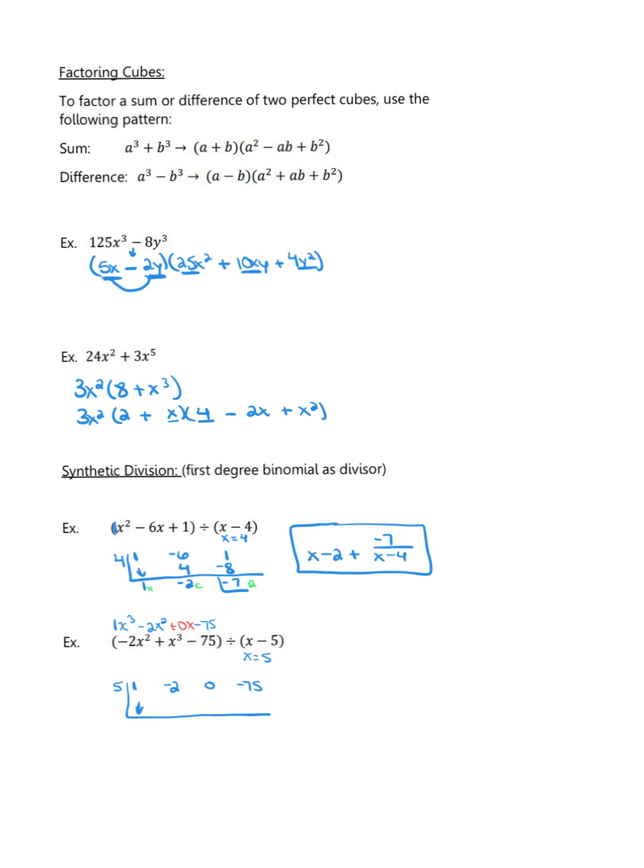So we'll bring down the first term, multiply, 5 times 1 is 5, add, negative 2 plus 5 is 3, multiply, 5 times 3 is 15, add it to 0, 5 times 15 is 75, negative 75 plus 75 is 0. That last term is your remainder, then constant x squared. So my quotient is going to be 1x squared plus 3x plus 15. If you have a remainder of 0, there's no need to write plus 0 over x minus 5.